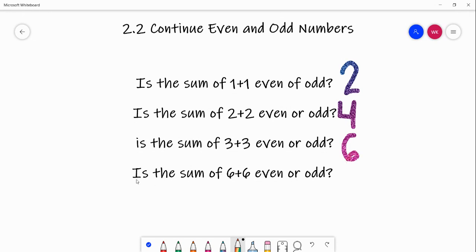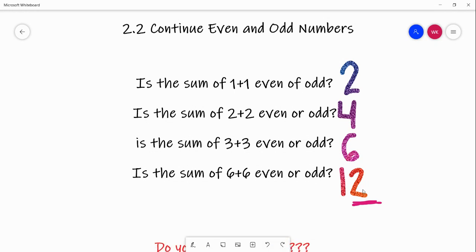So let's go on to the next one. Is the sum 6 plus 6 even or odd? So 6 plus 6 equals 12. And remember, if you have a number with the tens place, you're only looking at your ones place right here to see if that number is even or odd. So we have the numbers 2, another 2 right here, 4, and 6.